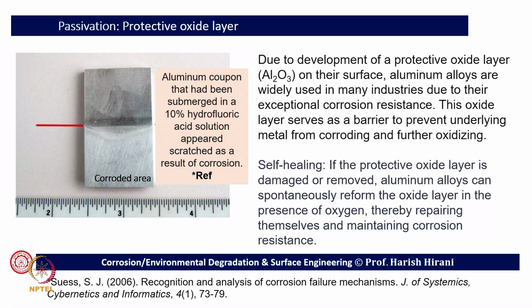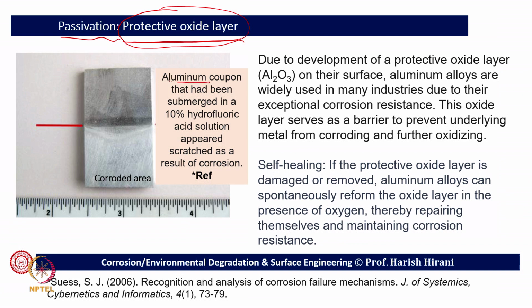Now, how to avoid all this? Naturally, as I mentioned, there are some materials which have a passive nature. What is that? That has been explained in this slide. We use the word passivation. What is the meaning of passivation? To make a protective oxide layer. And as I mentioned in the previous slide towards the end, not every material will make a protective oxide layer. There will be formation of an oxide layer, but not necessarily that it will be protective. And naturally, we need to understand that.